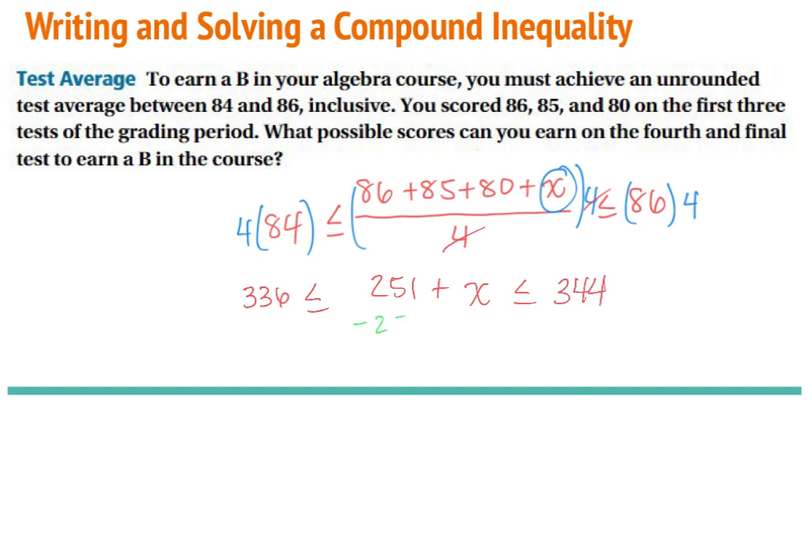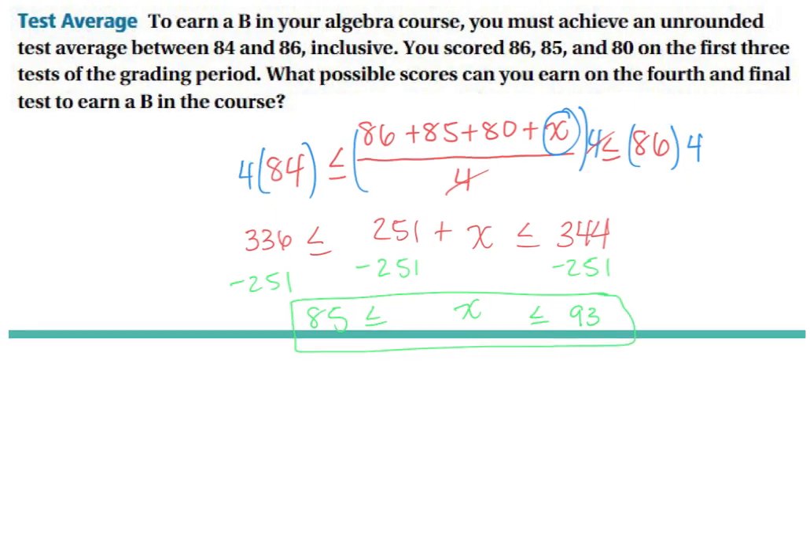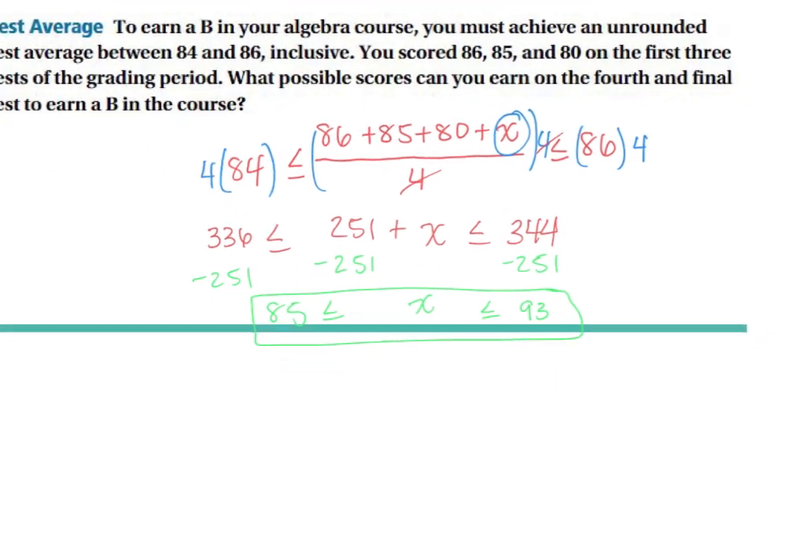From here, we have to subtract 251 from all three sections. And what we're going to get is 85 over here, x by itself, 93 over here. So our grade for the last test needs to be between an 85 and a 93, and it could be an 85 or a 93 as well.